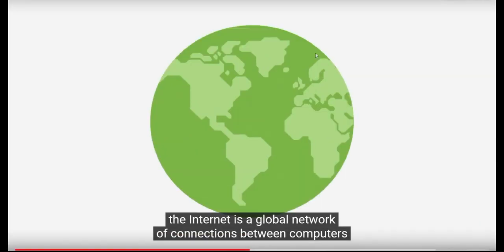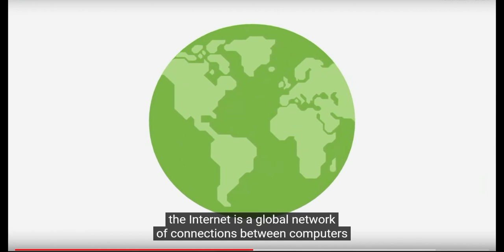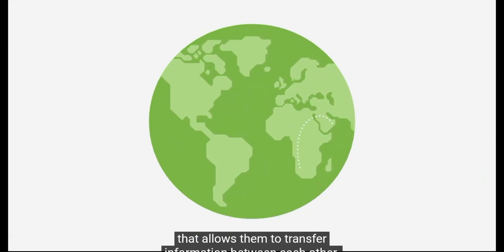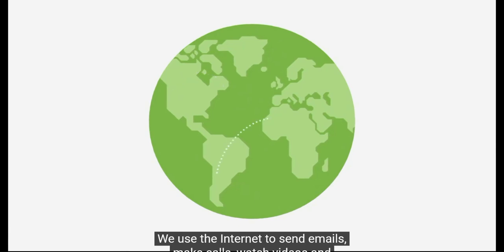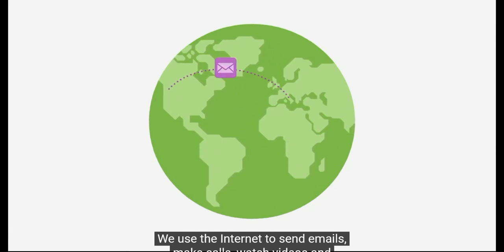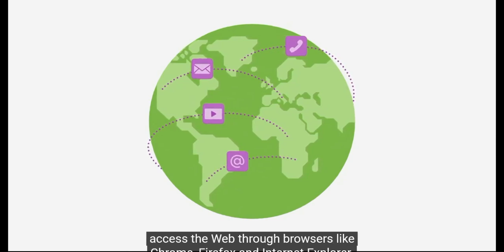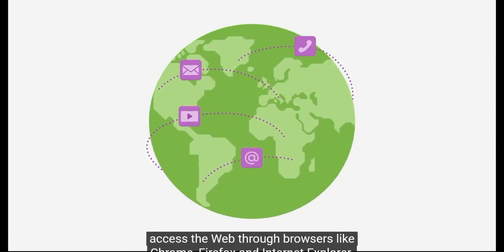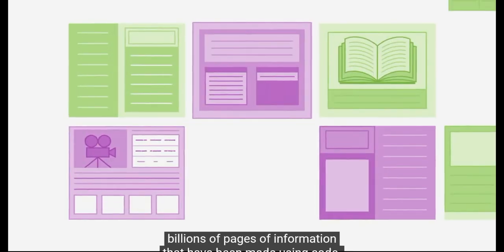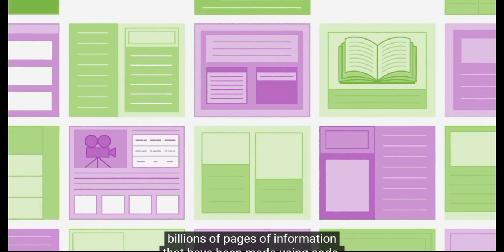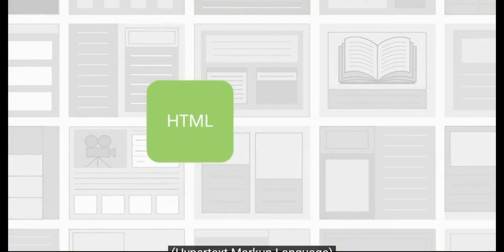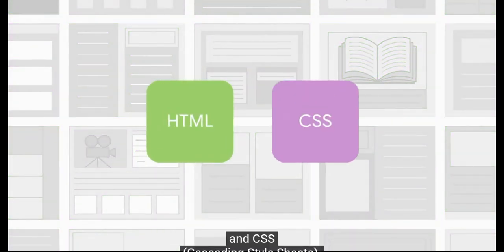The internet is a global network of connections between computers that allows them to transfer information between each other. We use the internet to send emails, make calls, watch videos, and access the web through browsers like Chrome, Firefox, and Internet Explorer. The web, on the other hand, is a collection of billions of pages of information that have been made using code.